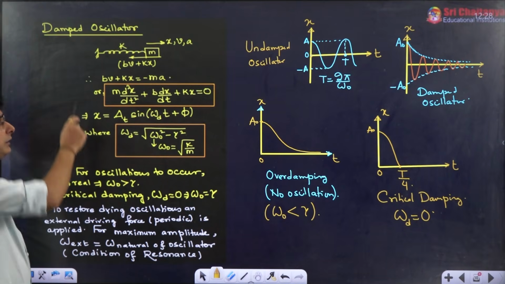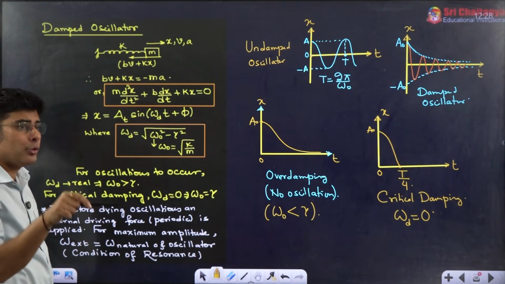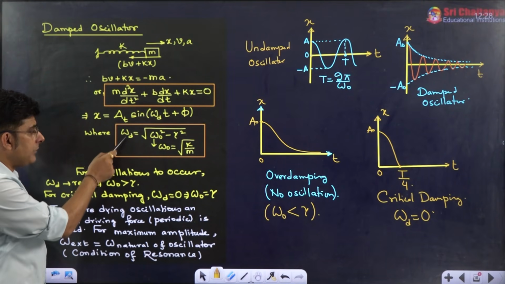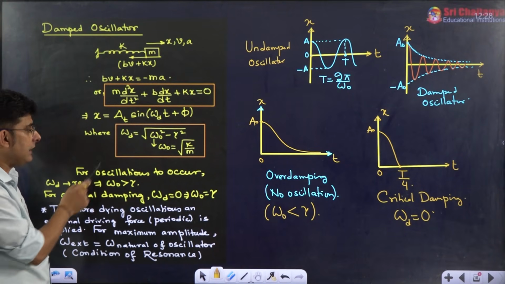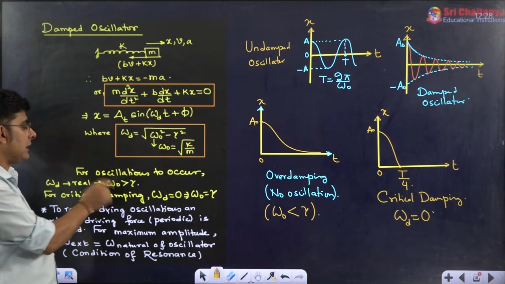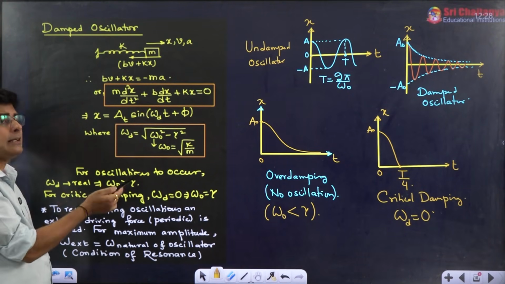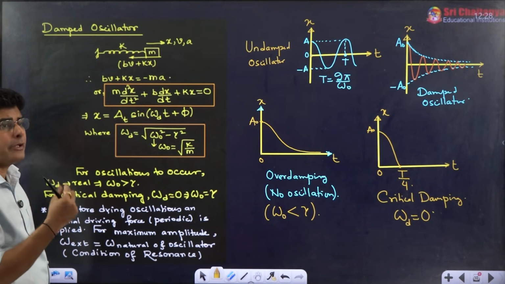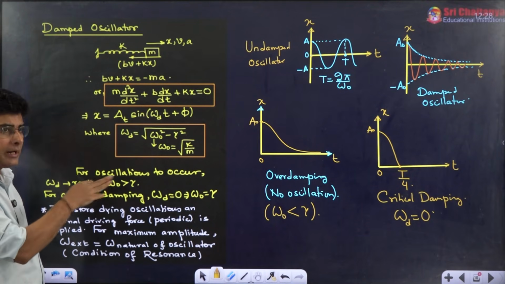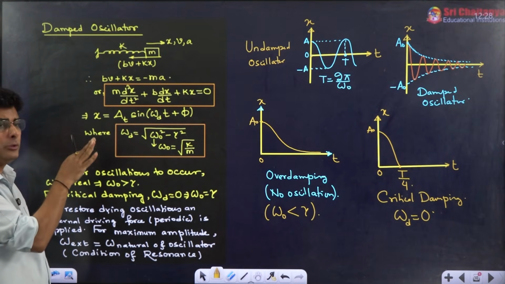Now in case of damping, if oscillations have to occur, omega_d should be a real value. Omega_d will be real means omega naught should be more than gamma. If omega naught is very large compared to gamma, there will be very slight damping or light damping. Oscillations will take place. It will fade away very slowly.